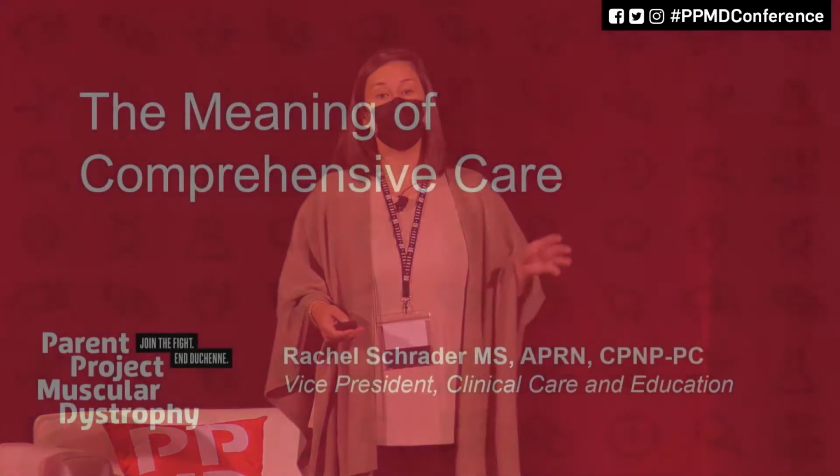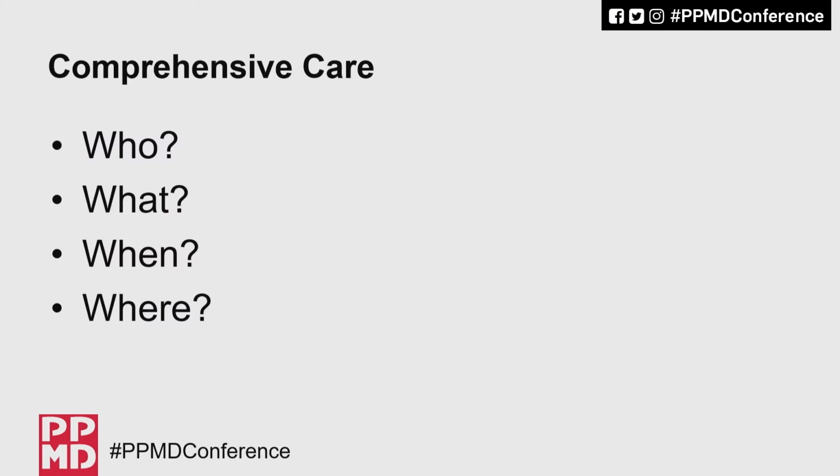But comprehensive care is really important because Duchenne is one of the most complex diagnoses there is, and it affects every single system in the body. And so that makes comprehensive care really complicated. And so we try to make it as least complicated as possible.